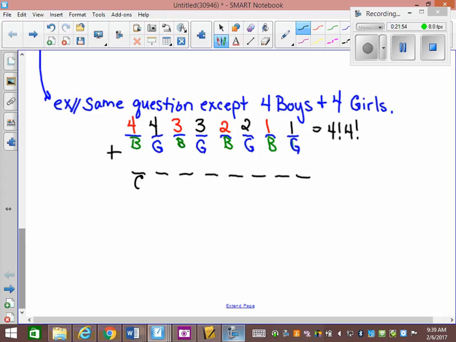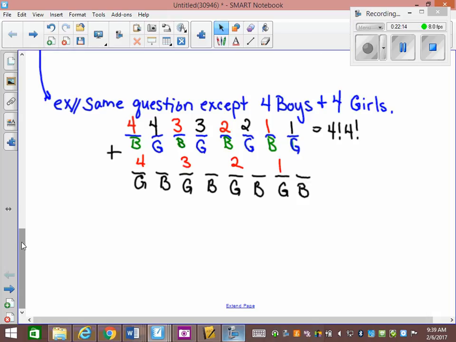You could have girl, boy, girl, boy, girl, boy, girl, boy. This is different than the last one just because there's an even number of girls and boys, right? The last one we could only put it in a specific way because we had fewer girls. So then it would be 4, 3, 2, 1, 4, 3, 2, 1, which is 4 factorial, 4 factorial.